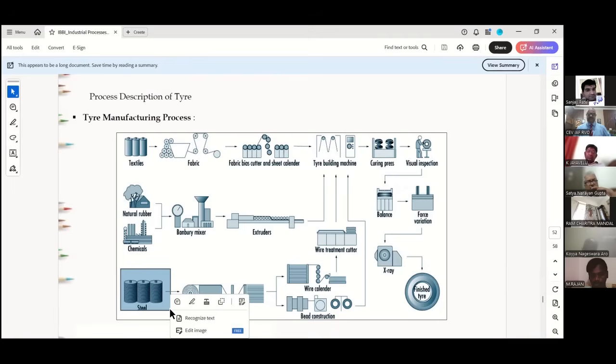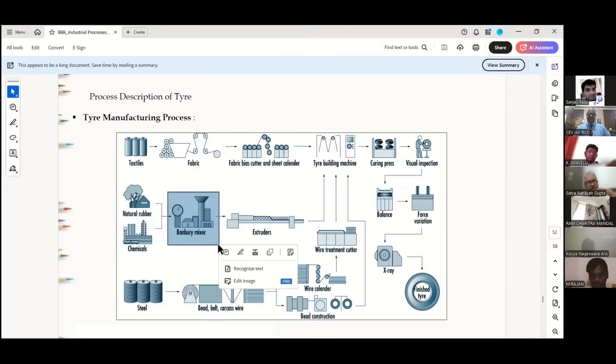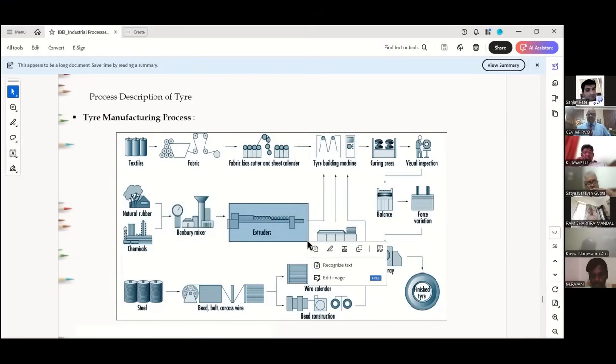Okay. First, natural rubber plus chemicals in a Banbury mixer. In a Banbury mixer, they are mixed in proportional ratios with some other chemicals and binding agents, and we get the sheet. It goes to the extruder.